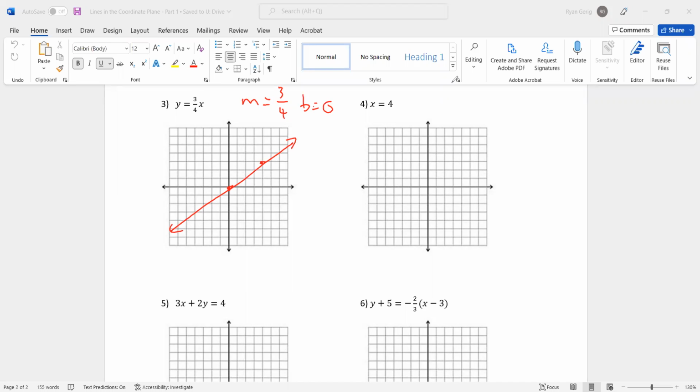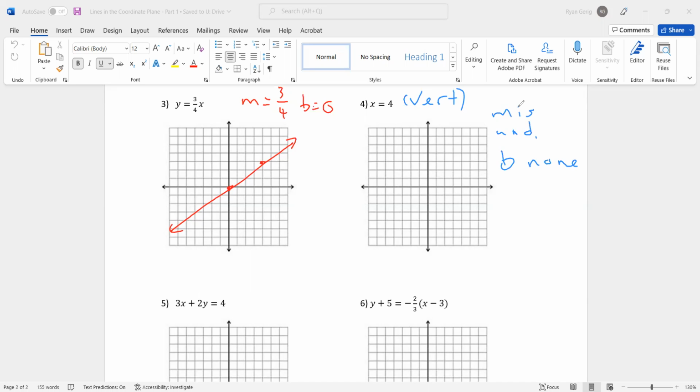Number 4, x equals 4. The slope, well, x equals, that's a vertical line, right? So the slope is undefined. I'm just going to put UND. The y-intercept, there is none, because if it's vertical, it's not going to cross the x or the y-axis, unless it is the y-axis. So where do I go?